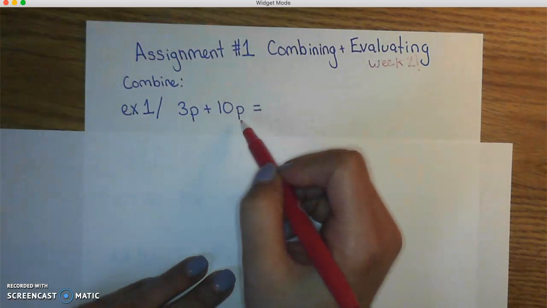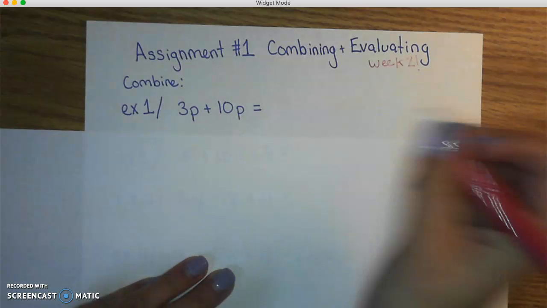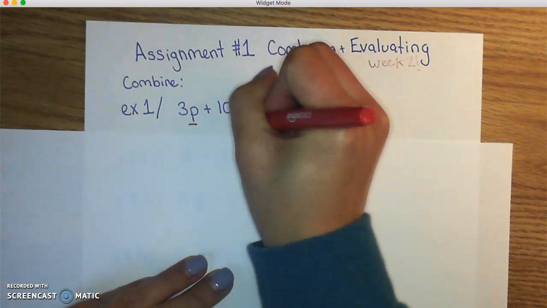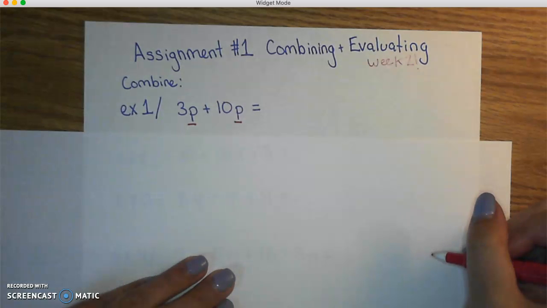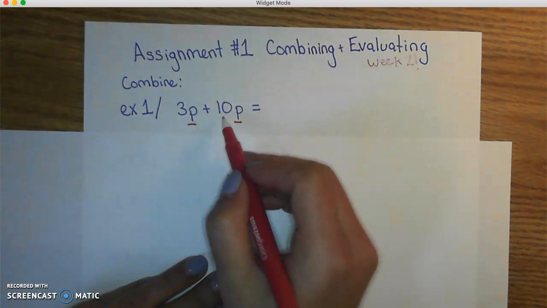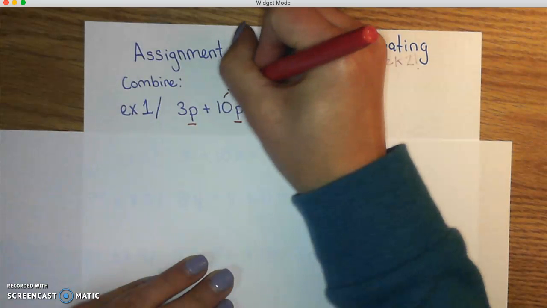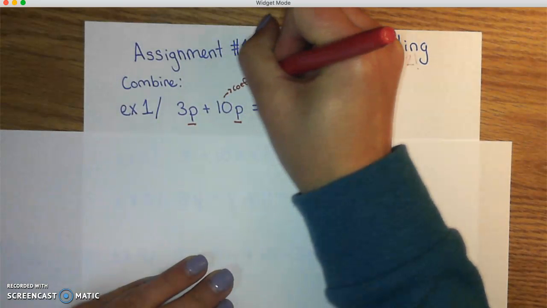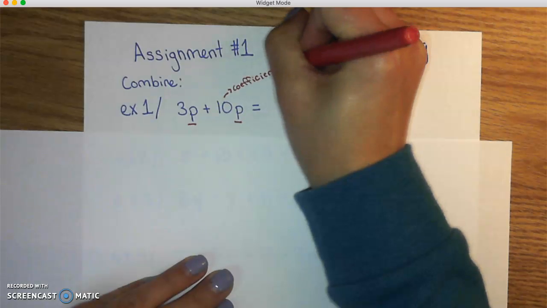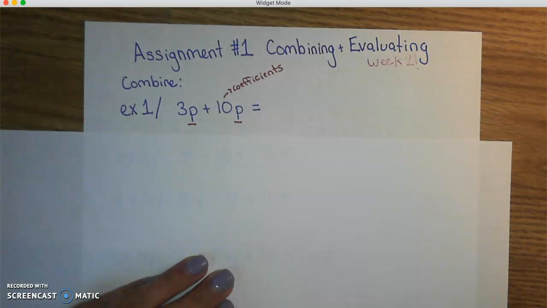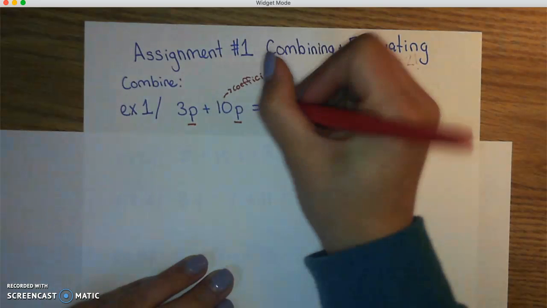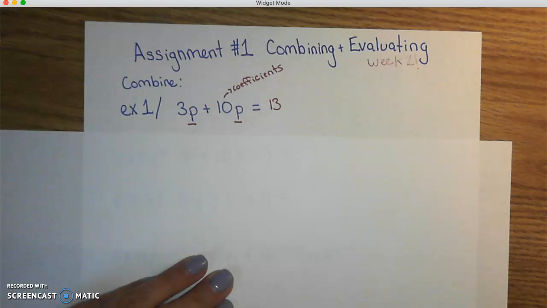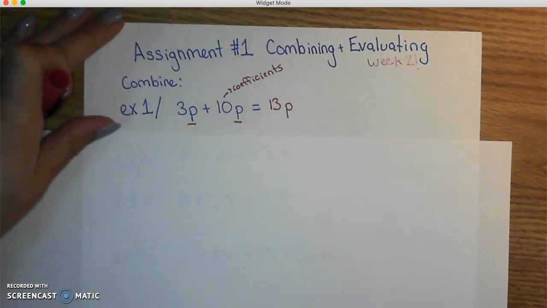3p plus 10p equals, well, they both have the same variable, so they're both on team p. So I just add the coefficients. Do you remember that word? Coefficients. Those are the numbers in front of the variable. So 3 plus 10 is 13, and the variable is p. I think we should remember this. So let's try the next one.